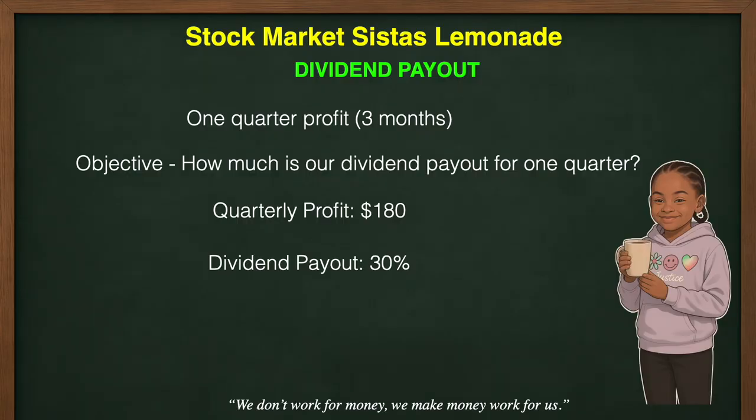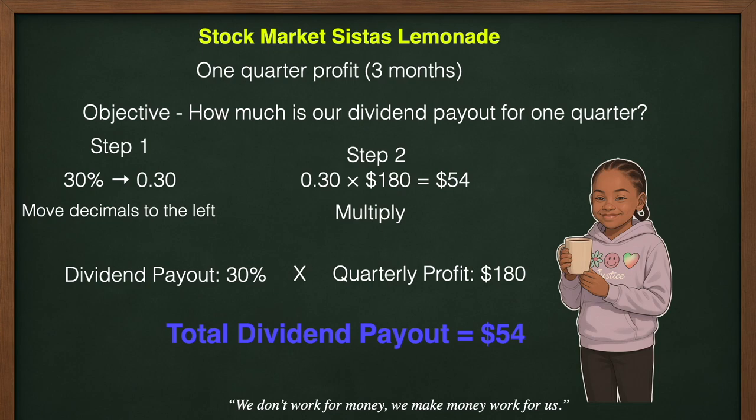Now let's find the total dividend pool, the amount of money we're sharing with the owners. First, we turn 30% into a decimal, 0.30. Then we multiply the profit by that decimal. 0.30 times 180 equals 54. So our total dividend pool for this quarter is $54.